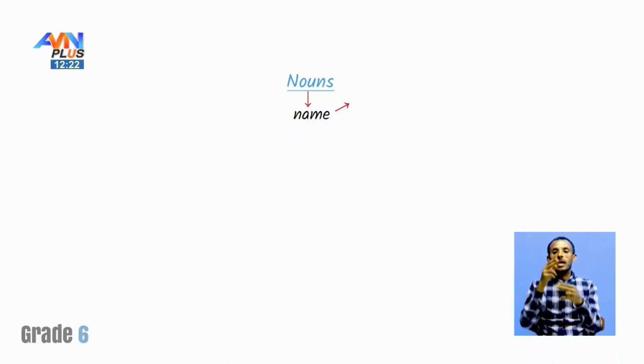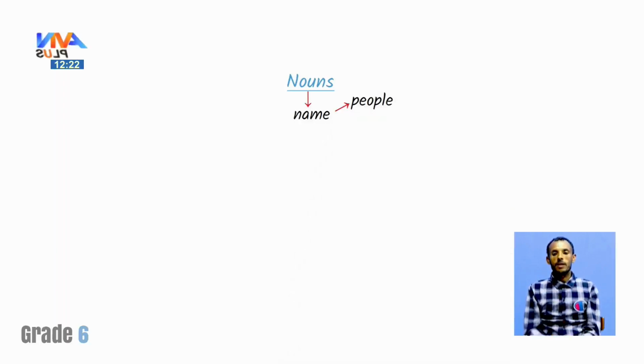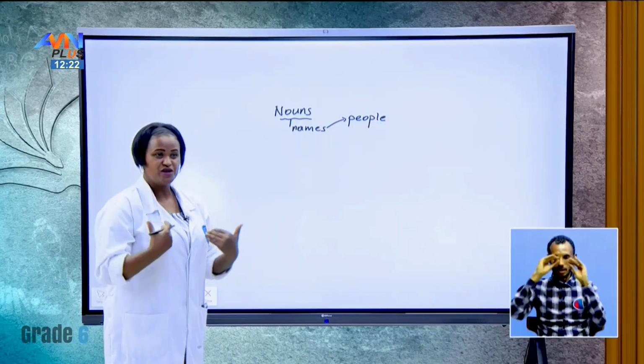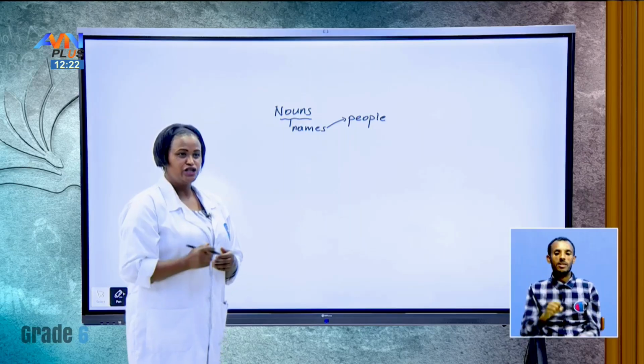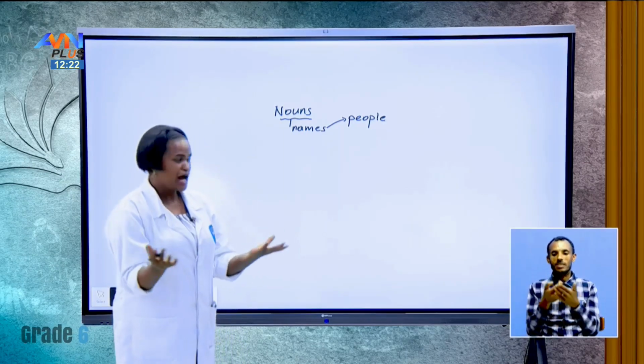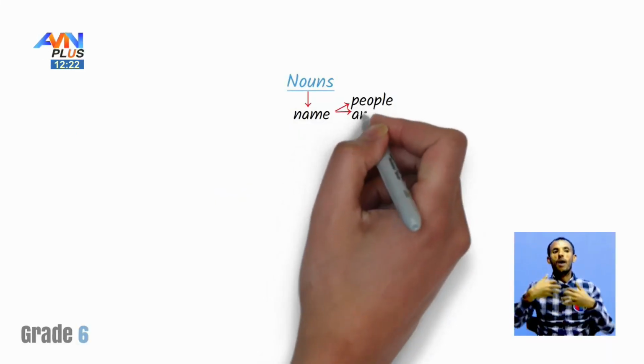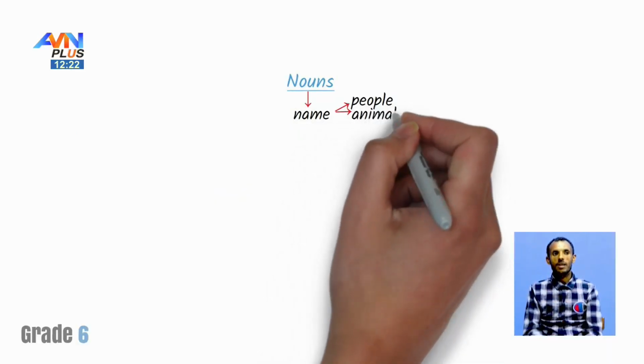Names of people. For example, me, your teacher, my name is Miss Sennight, that's a noun. And you over there, what's your name? Good, that is also a noun, yes? What else? Names of animals, right? Animals.